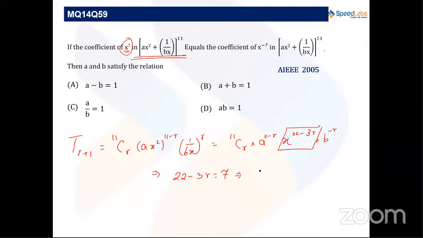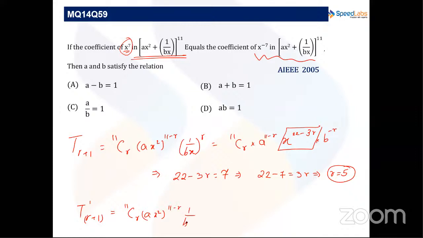So 22 minus 7 equals to 3r. So r is equals to 5. Now the general term for this expansion will be 11cr ax square to the power 11 minus r, same it will be 1 upon bx to the power r. So it will be 11cr a to the power 11 minus r x to the power 22 minus 3r into b to the power minus r. We have to find the coefficient of x to the power minus 7. So that will be 22 minus 3r equals to minus of 7.